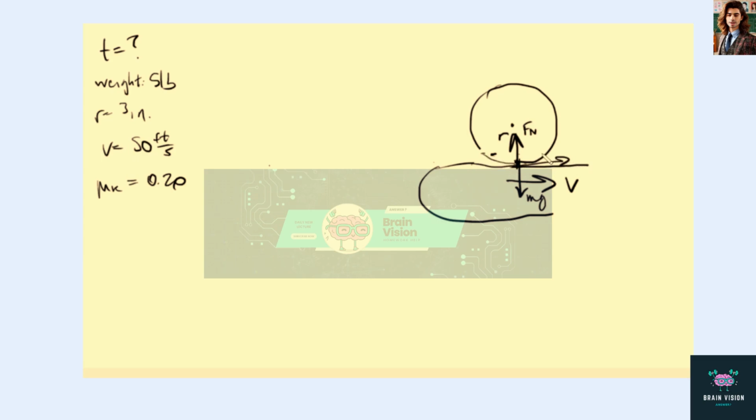So we want to determine what is the time interval required for it to reach a constant speed, a constant angular velocity.